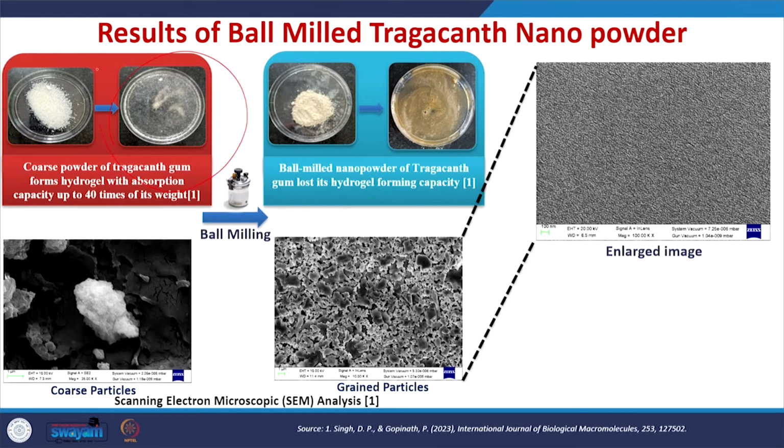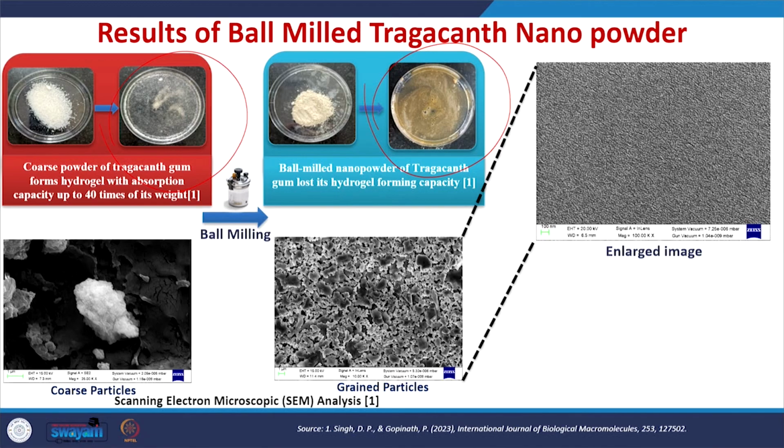In this image, you can observe that the coarse powder of tragacanth gum, when added to water, forms a hydrogel despite dissolving. In contrast, the ball mill powder dissolves completely, indicating that the dissolution properties of tragacanth gum improve as the particle size decreases. At the same time, the hydrogel forming property of the material decreases.